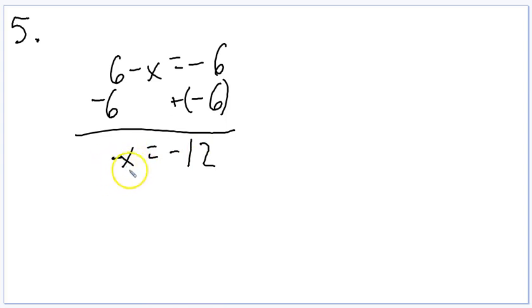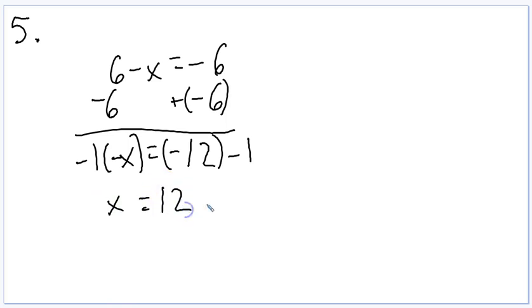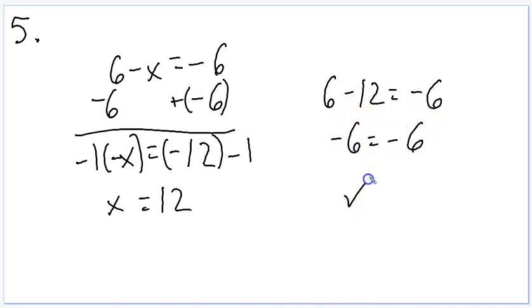So we can't have a negative variable, class. So what we're going to do, multiply by negative 1. And bingo bango, x equals 12. So now we plug it in. 6 minus 12 equals negative 6. When you work that out, negative 6 equals negative 6. Check mark, and we're good to move on.